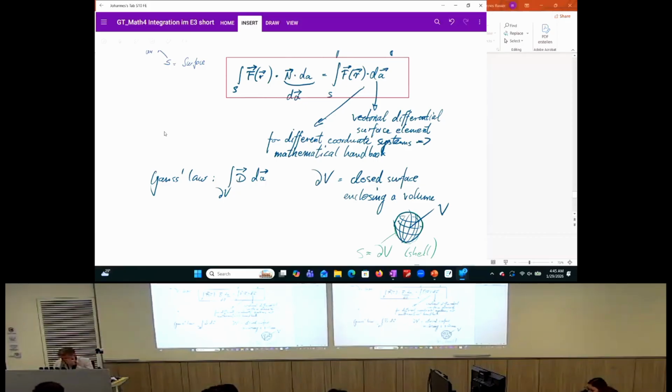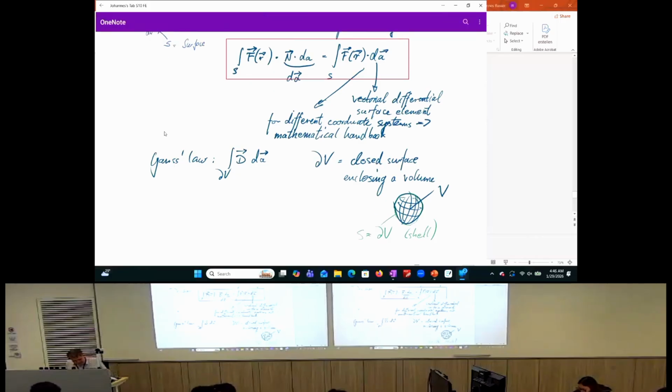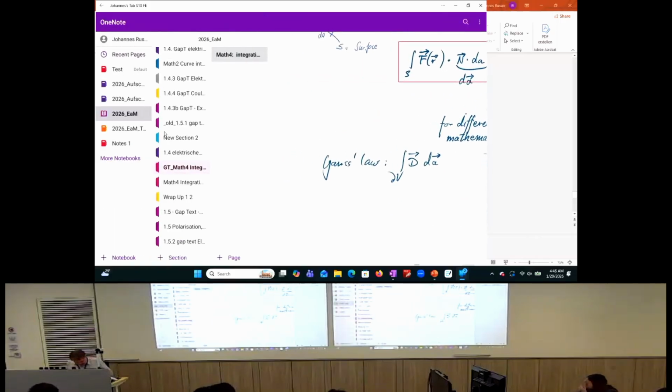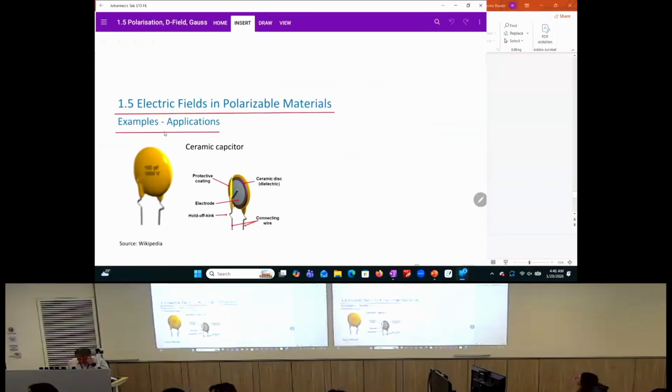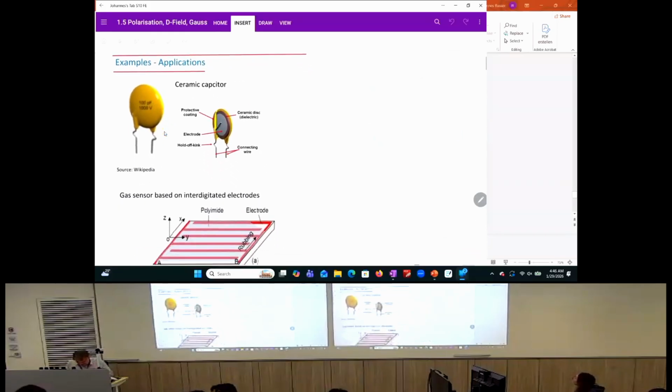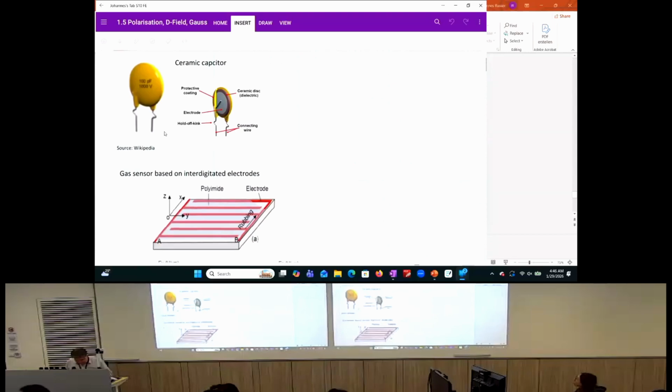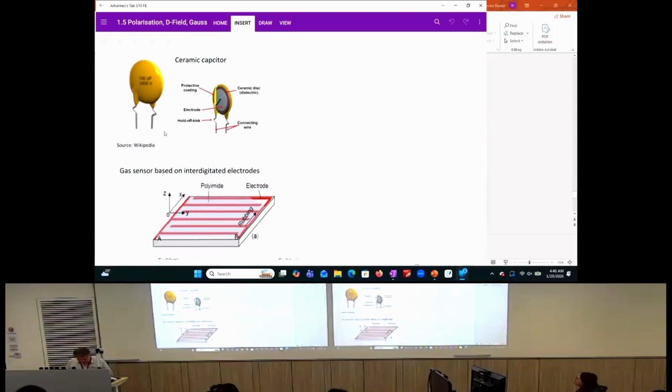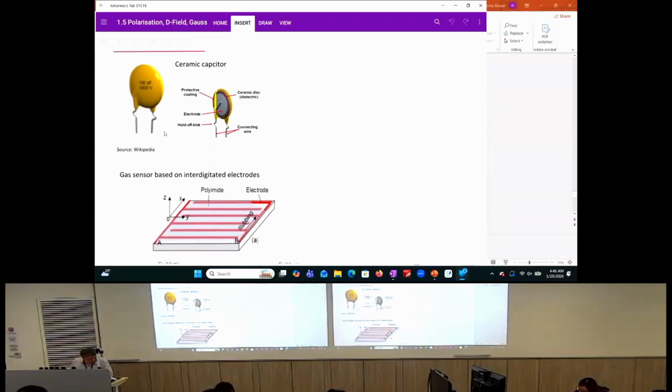Okay, then let's get back to maybe a more exciting next chapter, and that is about the polarizability of materials. You have a gap text also for that. I pulled it up. It has actually been up for a couple of days, but I updated it yesterday, in case you wonder. If you use the old one, it's also fine. It's just some minor beauty corrections.